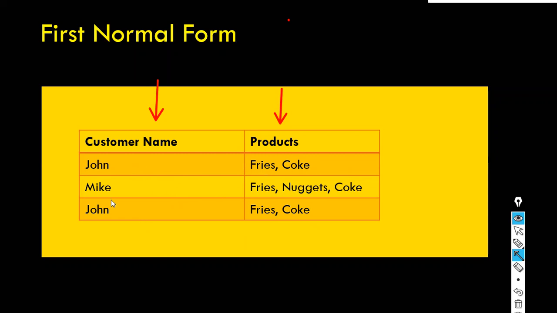John, Fries, Coke is there. John, Fries, Coke is there. Repeating. Hence, it is violating the first normal form's first rule. And the first normal form's second rule is that each cell, which is nothing but each column, should have a single value, should not have more than one. But here we have more than one value. Hence, it is absolutely violating the first normal form. So how do I address this issue?